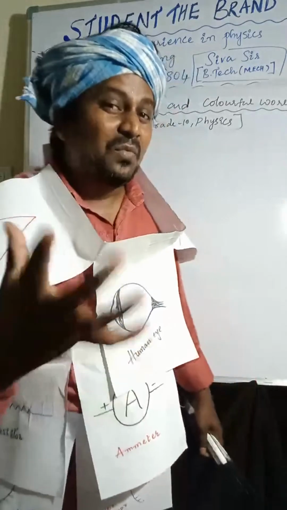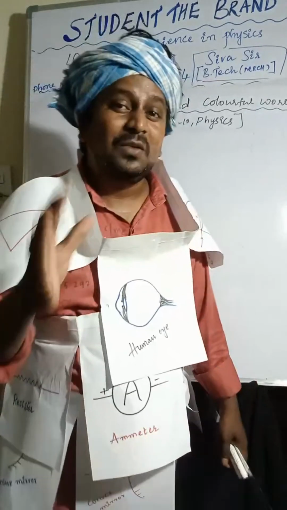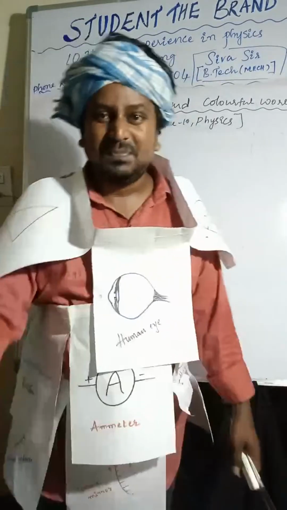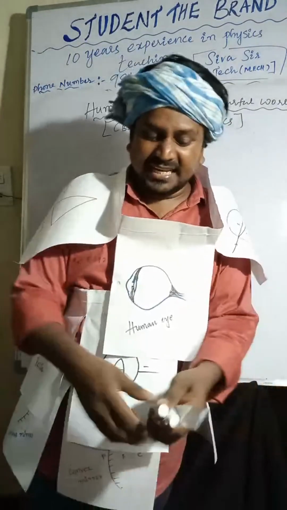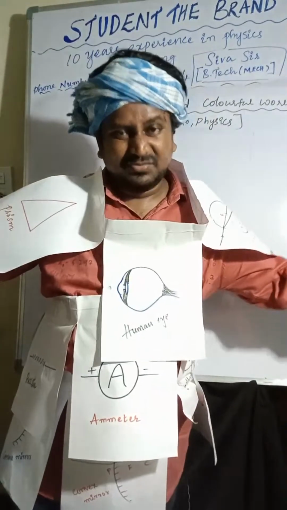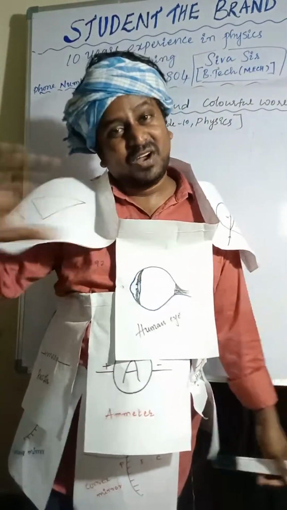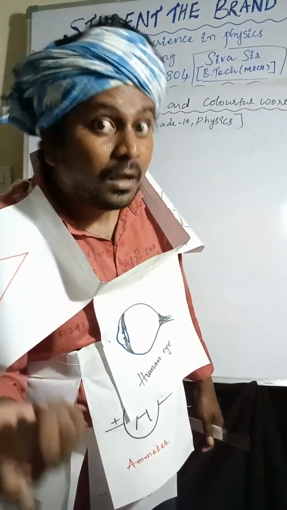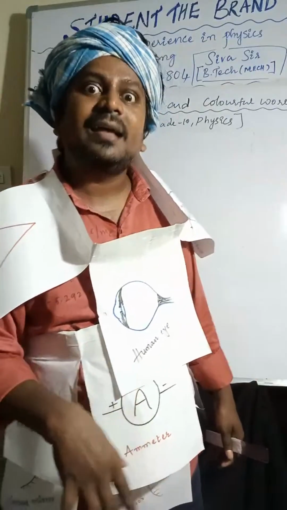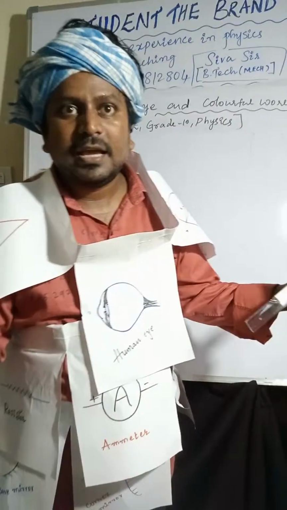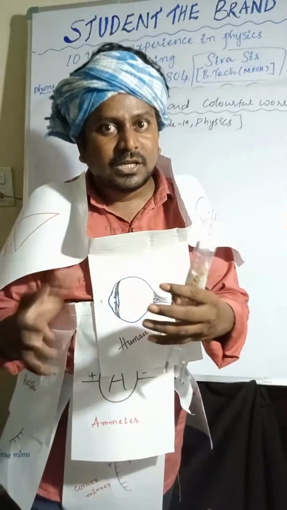But again, you want to split the colors. What happened? He placed another prism. But those colors do not split further. That's why he placed it in an inverted position. Normally he placed one prism. So again, if you want to split the colors, place the prism.